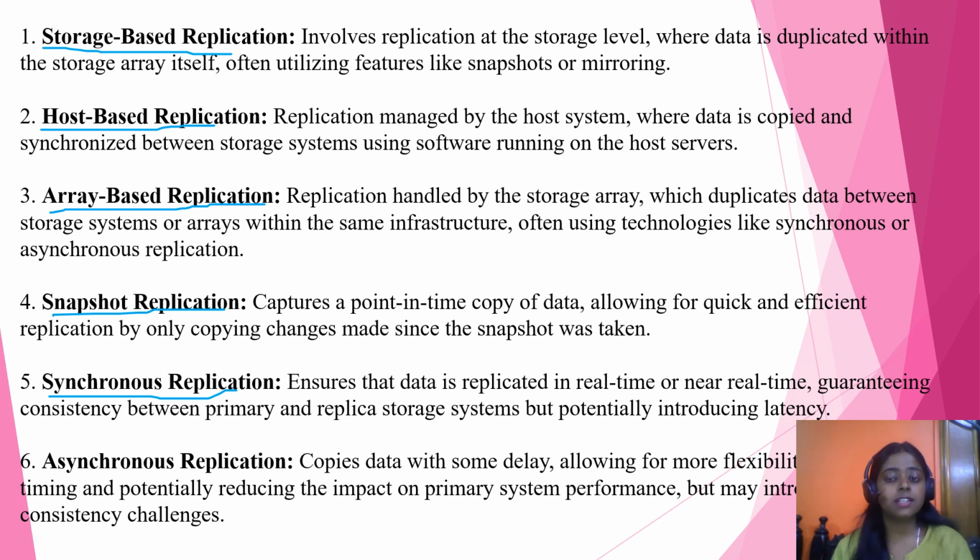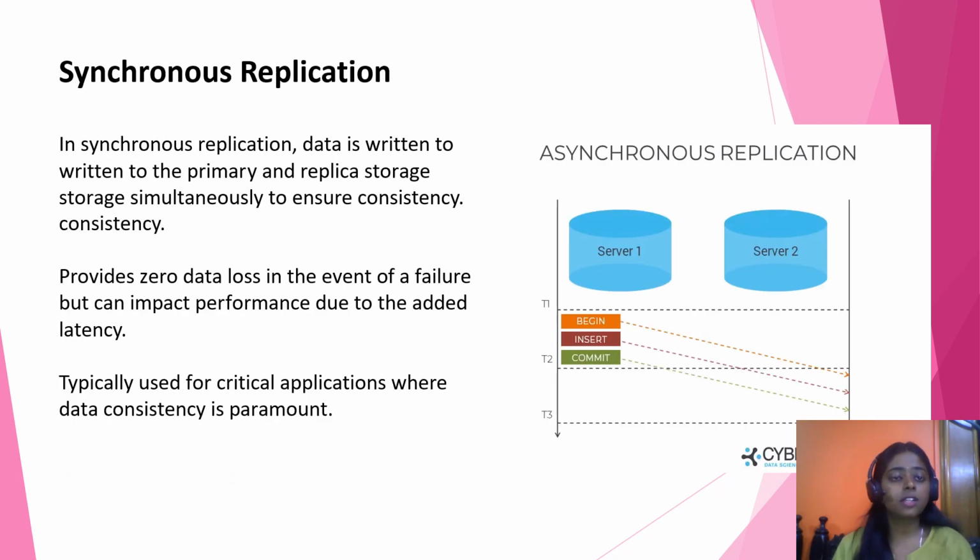Next, we have synchronous replication. It ensures that data is replicated in real time or near real time, guaranteeing consistency between primary and replica storage systems but potentially introducing latency. Next we have asynchronous replication. It copies data with some delay, allowing for more flexibility in replication timing and potentially reducing the impact on primary system performance, but may introduce data consistency challenges. So in this slide, we will be discussing synchronous replication.